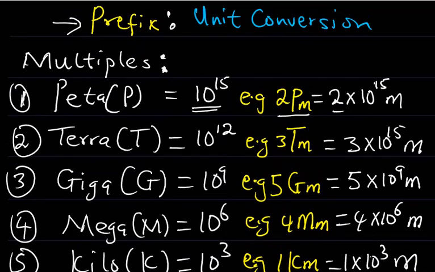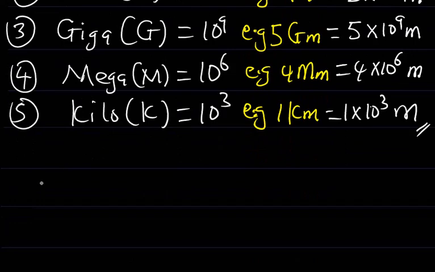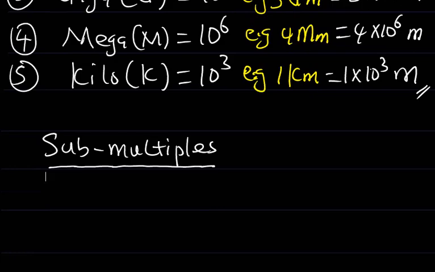So anytime the units have this prefix, they are actually the multiples of the unit. Now let's look at the submultiples. The submultiples prefix, you convert it by dividing. It will involve reciprocal or negative power of 10. So let me start from number 1, pico.